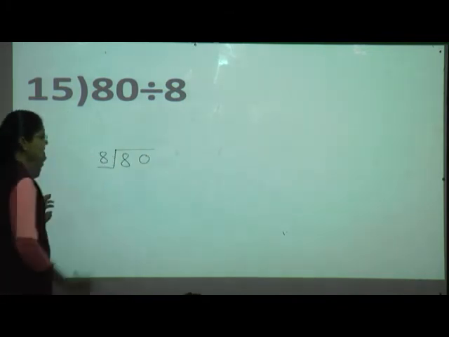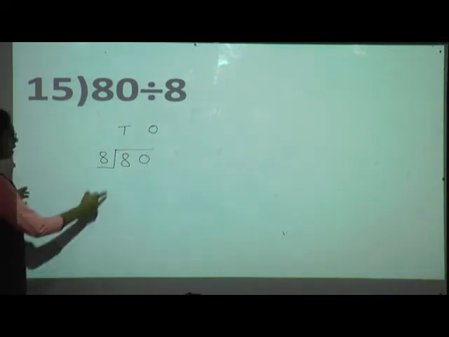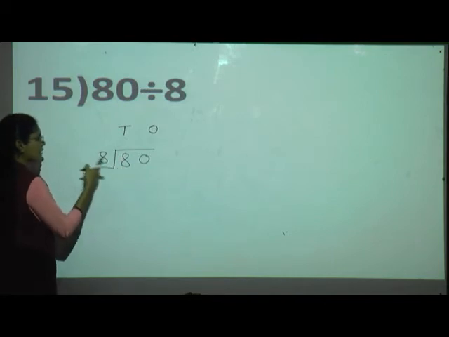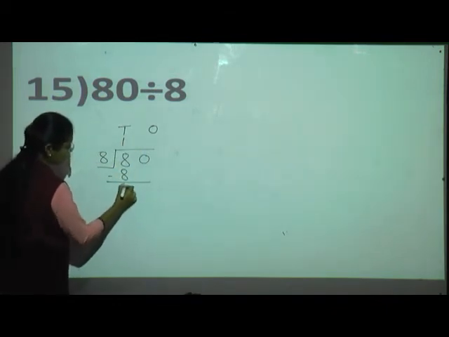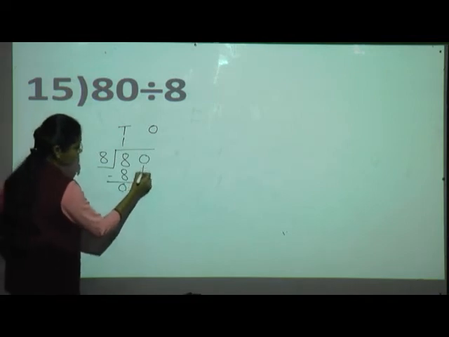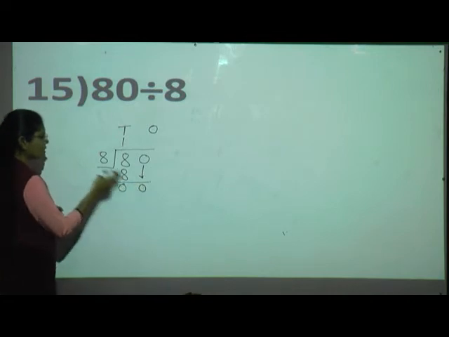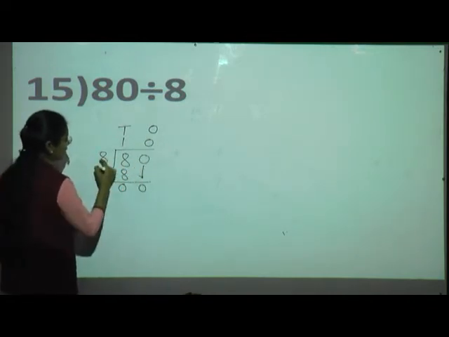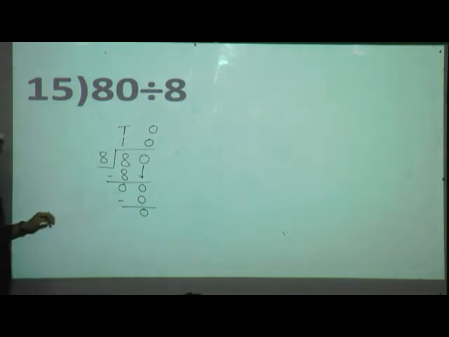80 divided by 8. Again this is 2-digit number, so write here tens and ones. Now at tens place here 8 is there. 8 divided by 8. In 8 only 1 8 is there. So 8 ones are 8. Now 8 minus 8, 0. In the second step this number we have to take down. So here 0 is there, so 0 will come down. Now 0 divided by 8, 0 only. So we'll write here 0. 0 minus 0, 0. So what is the answer? Answer is 10. Understood? Okay.